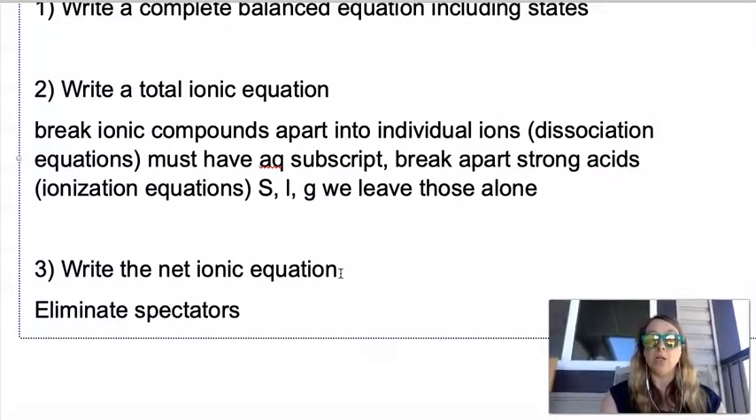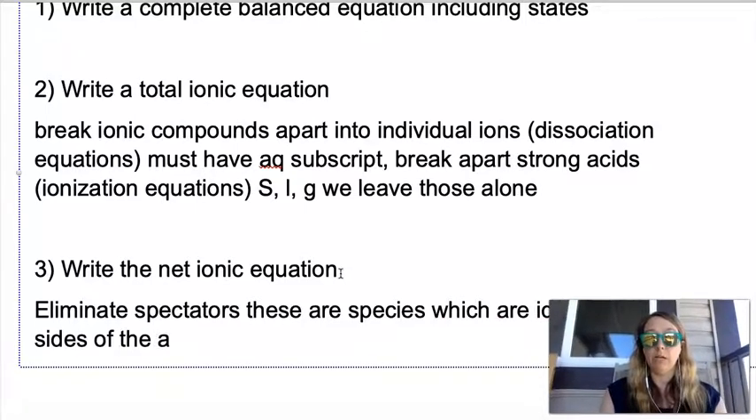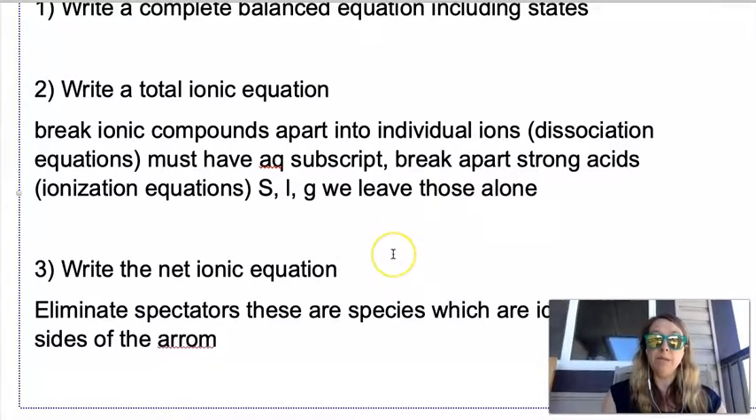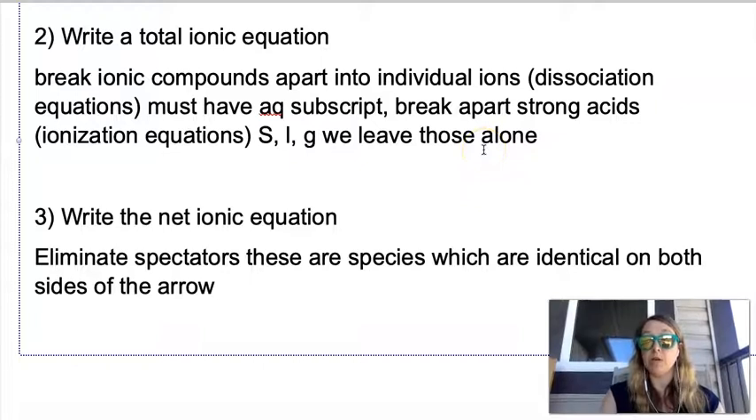So to write our net ionic equation, we're going to eliminate spectators. These are species which are identical on both sides of the arrow. So state has to be the same, charge has to be the same. If anything about them is different, then it's not a spectator. It did actually change, okay? So once we eliminate our spectators, what we should be left with is that net ionic equation. So let's have a look at an example to show you what that's going to look like.